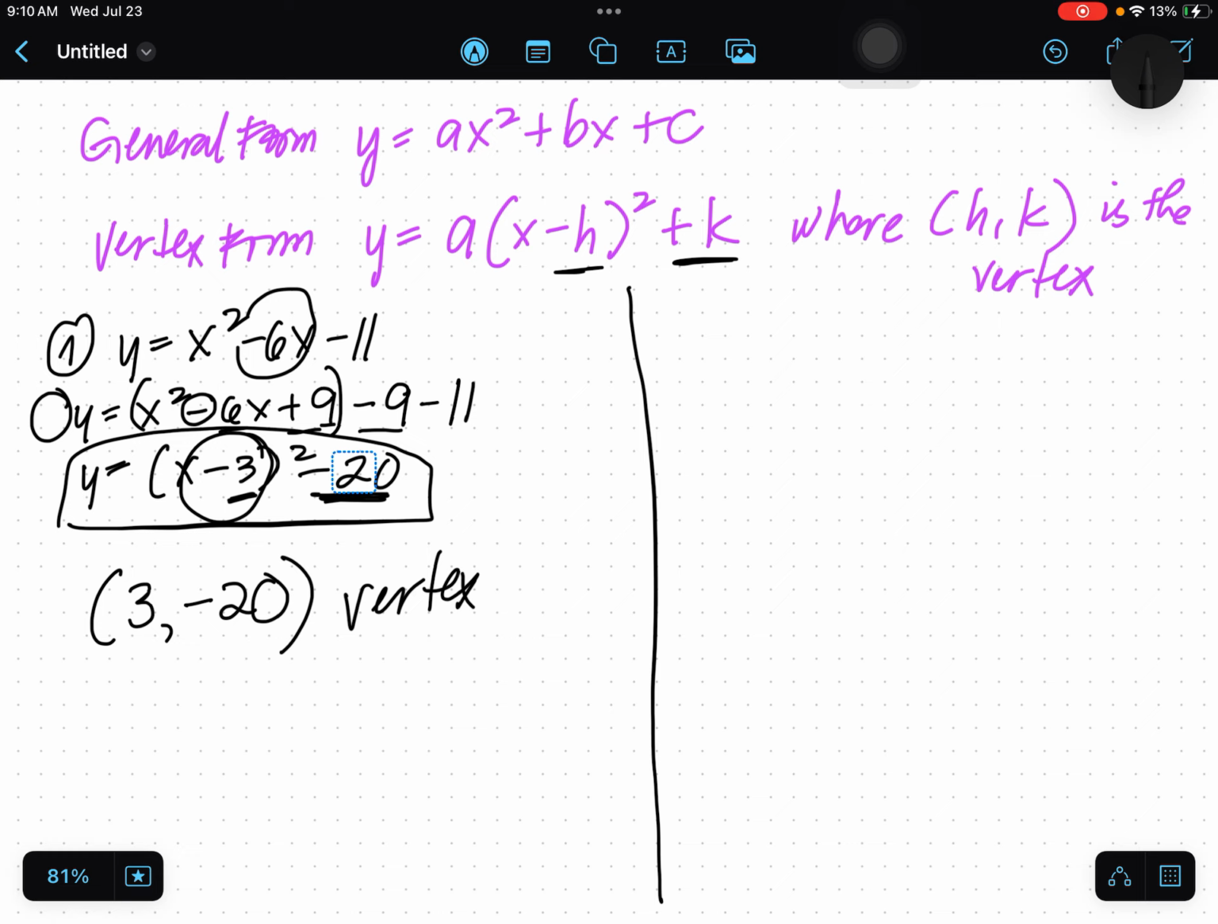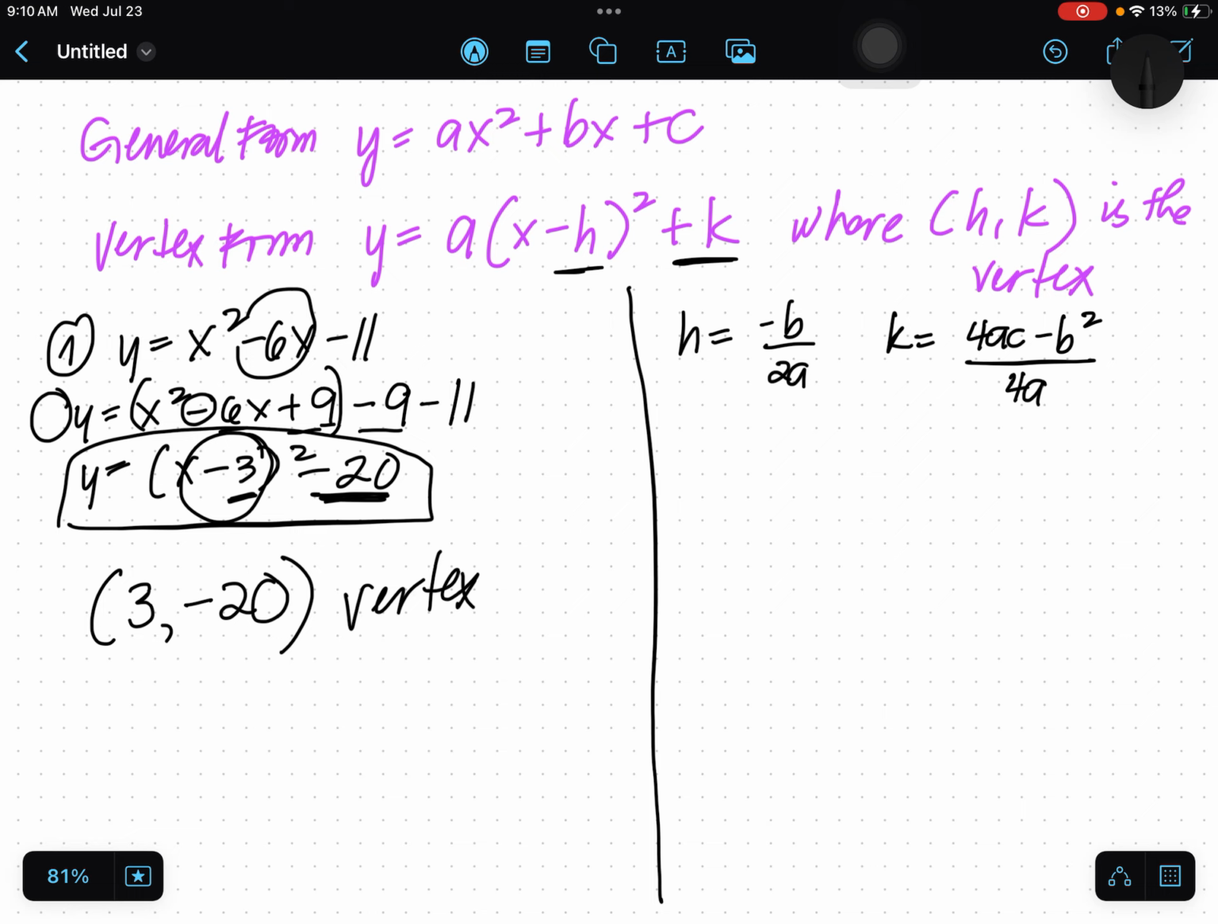The other method is using a formula. Ano yung formula? H is equal to negative b over 2a. Tapos, yung k naman natin is 4ac minus b squared over 4a. Ma'am, ang complicated. If you don't want to memorize the formula, then do completing the square. Okay? Madali akong kausap. I will accept any of these two methods.